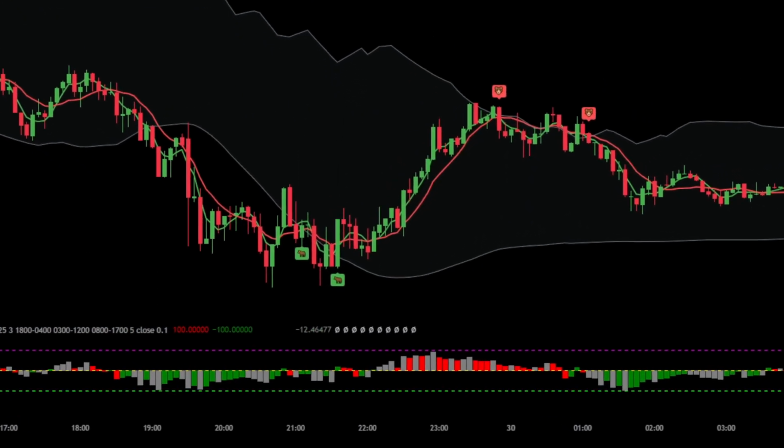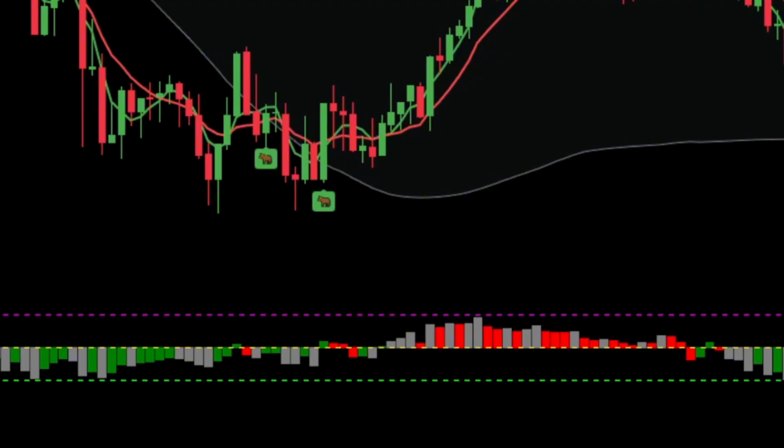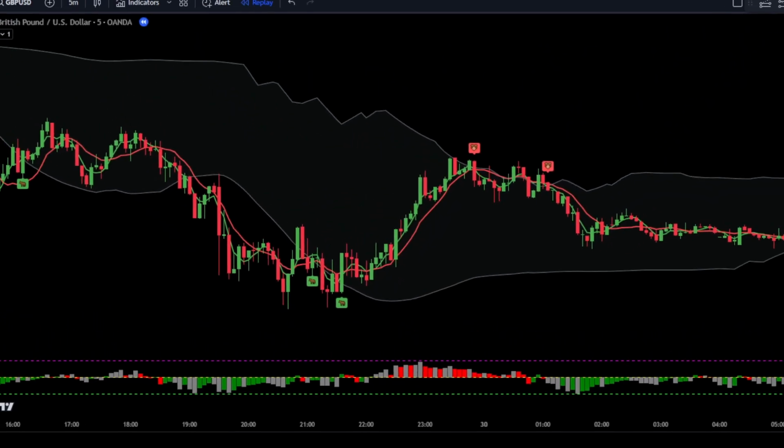The VDUB BB Reversal indicator will be used as a signal filter in the market. If the columns are above the level 0 line, it indicates an uptrend confirmation. However, if the columns are below the level 0 line, it indicates a downtrend confirmation. Now, let's discuss how to use this trading strategy.